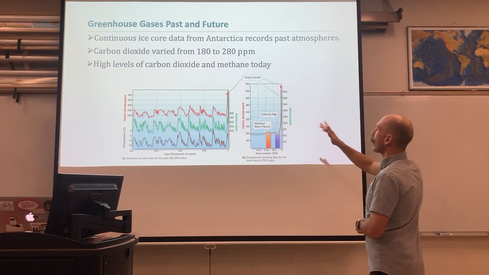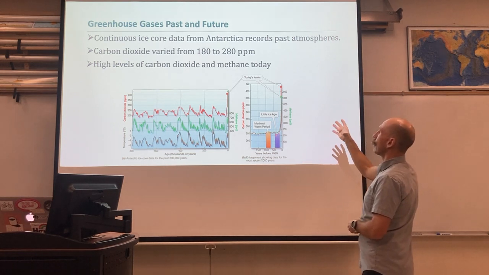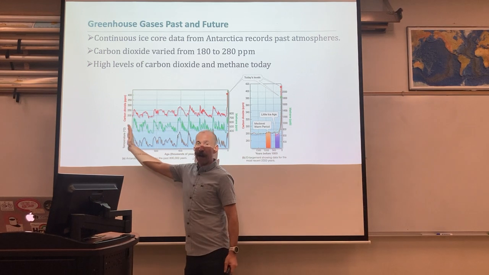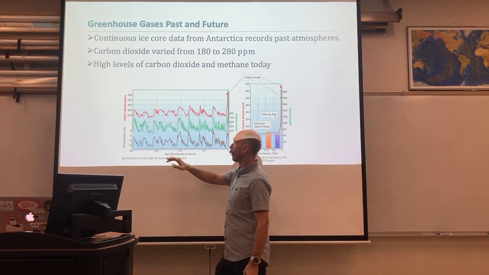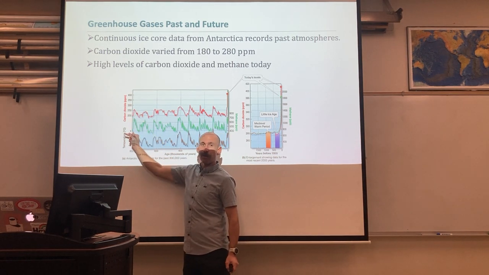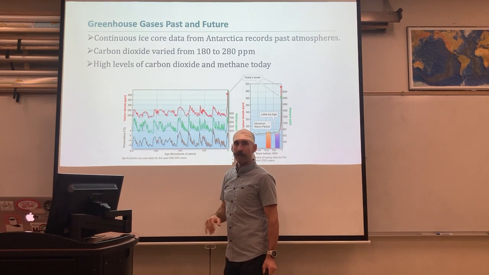Okay, when we look at temperature, methane, and carbon dioxide, they track extremely well. Ice core data for the past 800,000 years indicates that increased periods of carbon mean increased warming. Decreased periods of carbon, decreased warming. Same with methane.